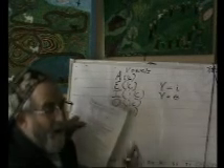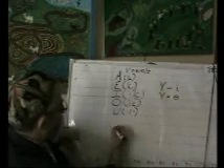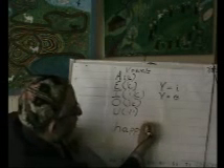A, E, I, O, U, and sometimes Y. Here we have a word, H-A-P-P-Y, happy. What happens to the letter Y is that because it's at the end of the word, it sounds like E: happy.